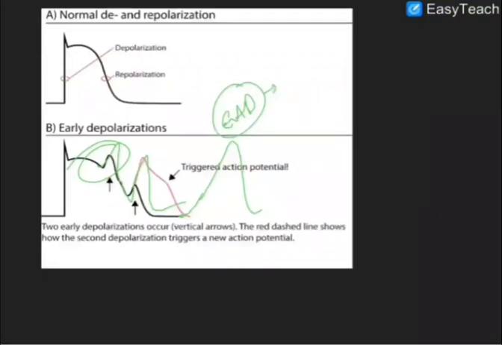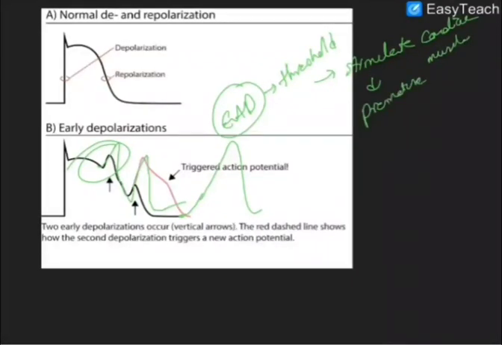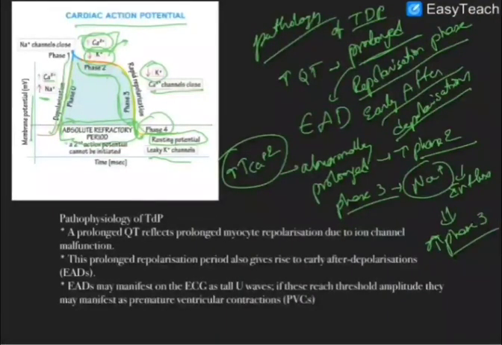These early afterdepolarizations, when they reach the threshold, stimulate the cardiac muscle, leading to a premature ventricular contraction called PVC. If these EADs don't reach the threshold, they can be seen in the ECG as tall U waves, and if they reach the threshold, they manifest as a premature ventricular contraction.